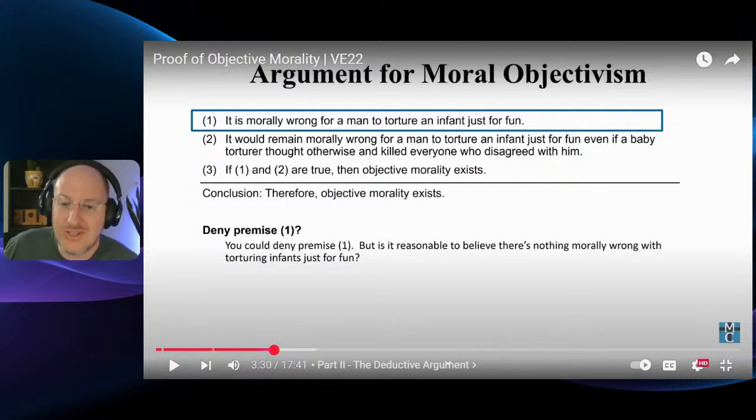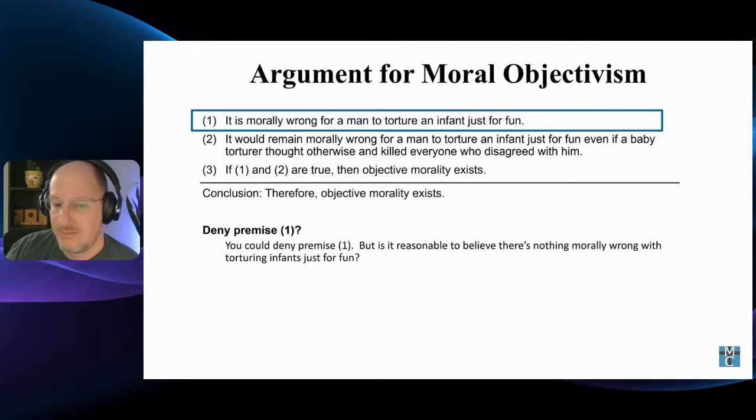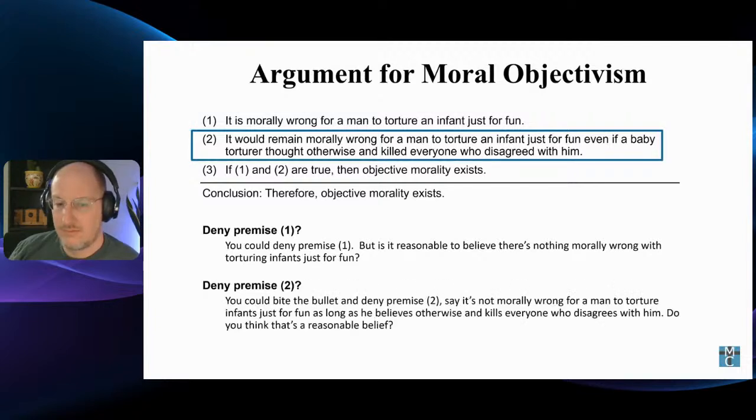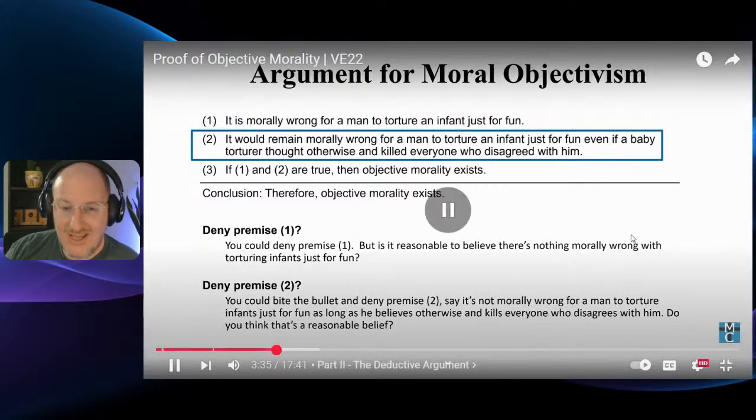Because an error theorist is just going to say the first premise is false. What else? Expressivists, I don't know how they would answer this question. They probably answer it in a similar way to how I'm answering it. Then a relativist has no problem with this. For fun, you could bite the bullet and deny premise 2, say it's not morally wrong for a man to torture. Yeah, see, why is that biting the bullet? The analysis I gave is trivially true.